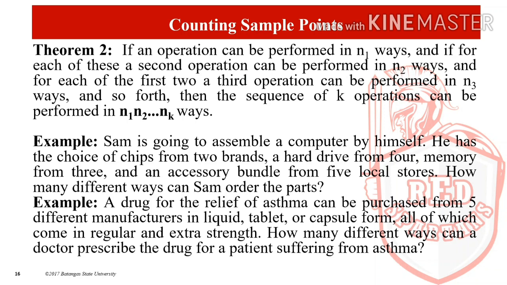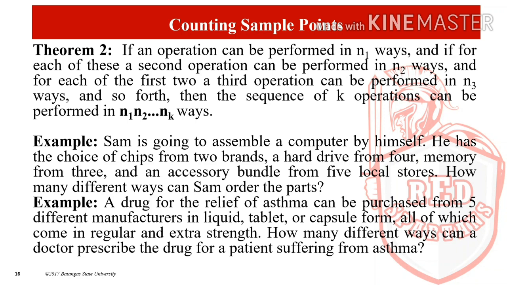So a drug for the relief of asthma can be purchased from 5 different manufacturers in liquid, tablet, or capsule form, all of which come in regular and extra strength. So how many different ways can a doctor prescribe the drug for a patient suffering from asthma?